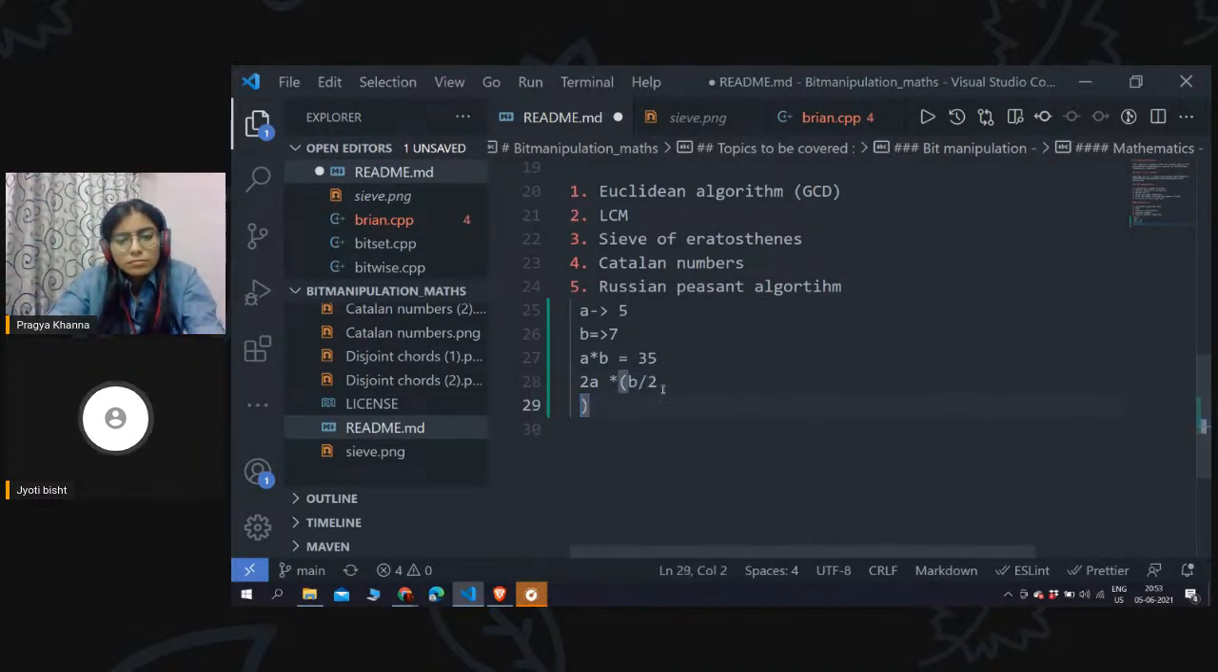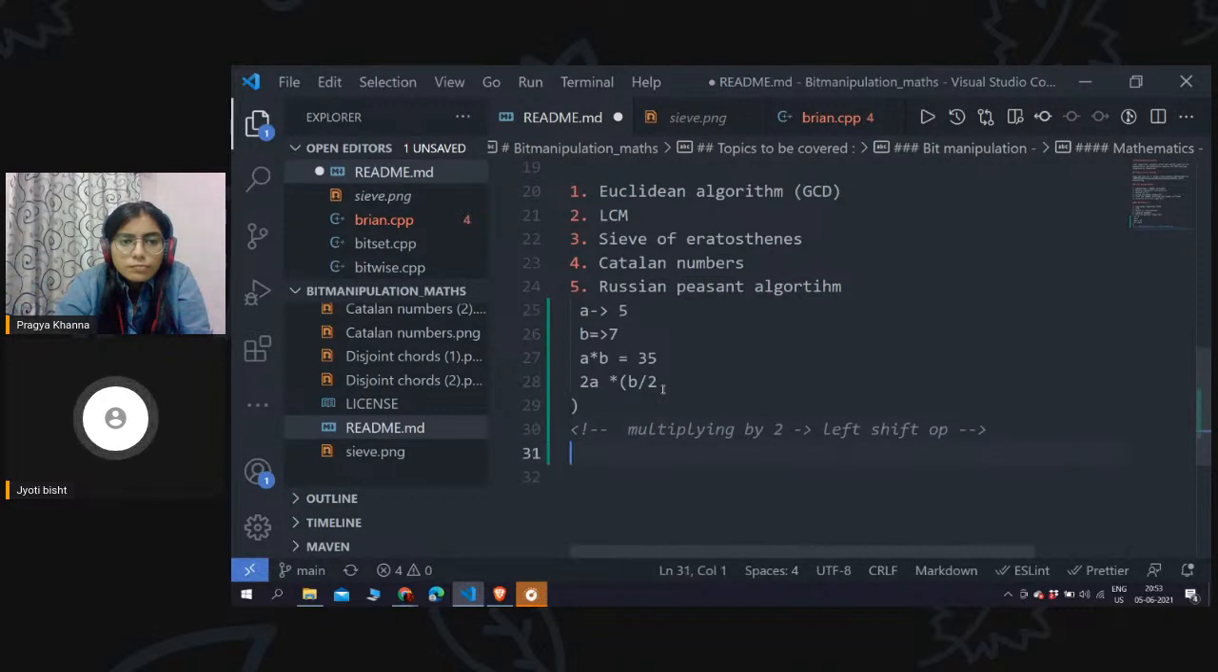So for multiplying, Akash is right. For multiplying by 2, you can use the left shift operator, right? Left shift operator. And for dividing by 2, you can use the right shift operator, right?